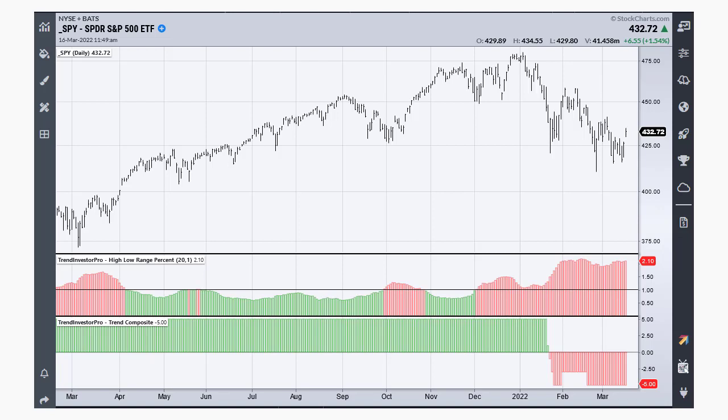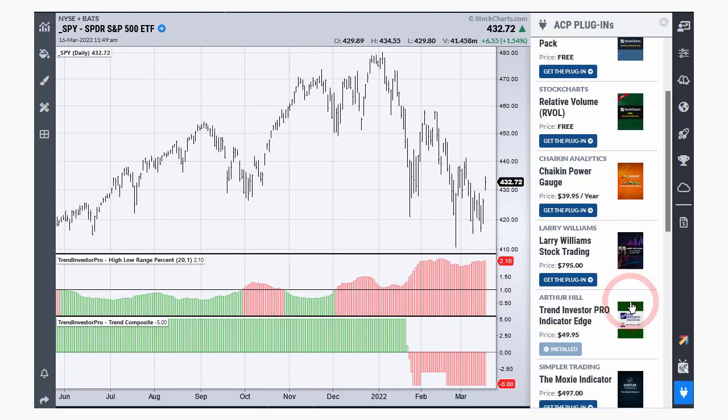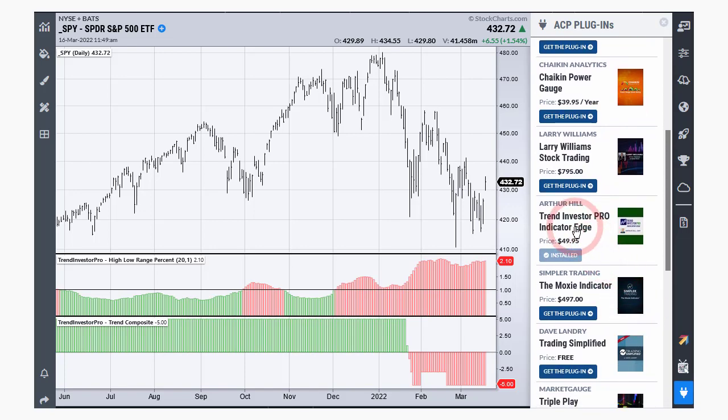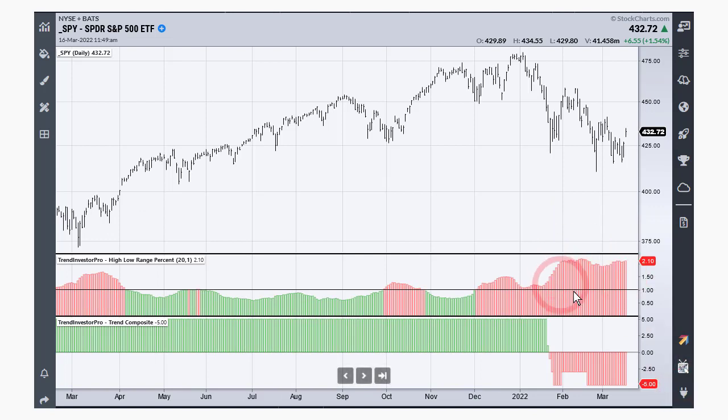So I'll show you where you can find this indicator. I'm on StockCharts ACP, and if you go down to the bottom right, you're going to see a plugin icon. And if you open that, you can see all the plugins available. And there's the Trend Investor Pro Indicator Edge plugin. I've got two indicators here: HighLow Range percent, and the trend composite. So I'm looking to do two things: identify the trend and the level of volatility based on this HighLow Range percent. And I'll show you that formula in a minute.